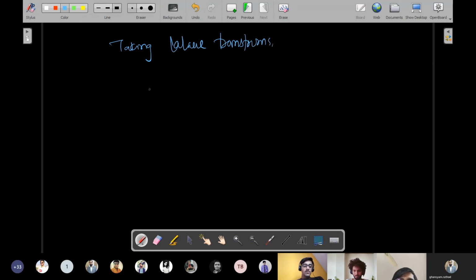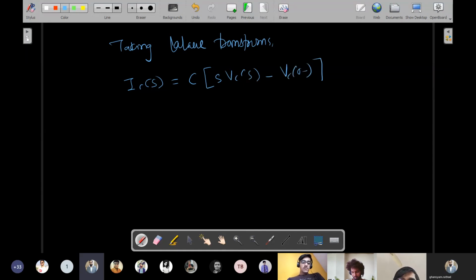Now we'll check for the Laplace transform, but we'll also consider zero initial condition. So taking Laplace transform, you can write that Ic of s equal to C into bracket s Vc of s minus Vc of 0 minus. This equation also we have already shown.